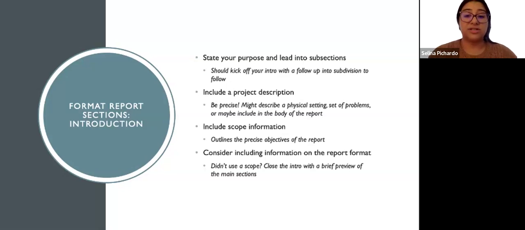Include scope information. So this should be parallel to the order of the info presented in the body of the report. This is where you're just outlining the precise objectives of the report. You are saying, this is my report. This is what we're going to be analyzing. I review this in the analysis section.